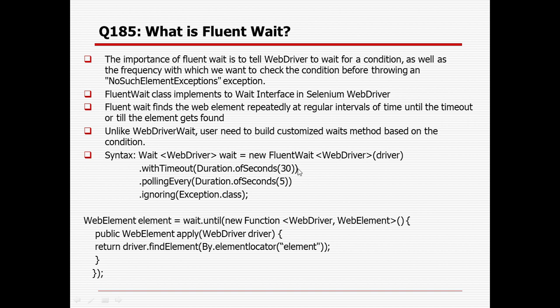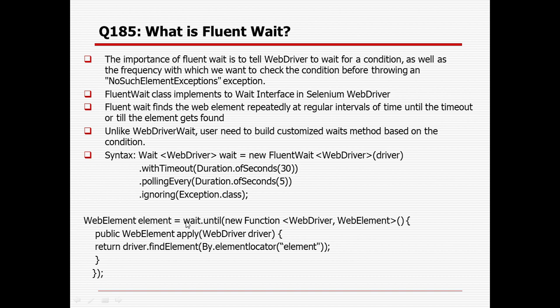Here the total timeout is 30 and I have already given the frequency as 5, so it will check 6 times. If the object is found at any time, it will obviously perform the action and proceed to the next step, and then .ignoring(Exception.class). So that is the syntax.